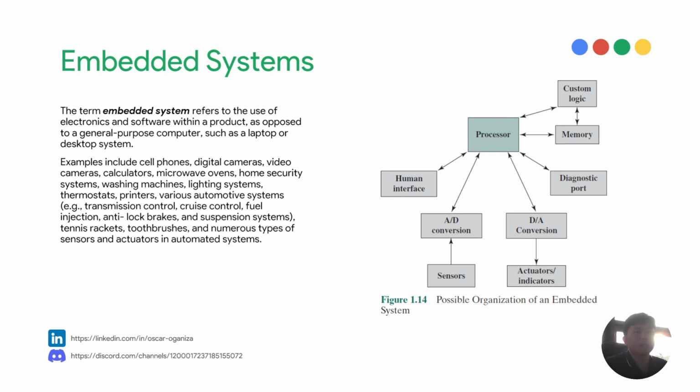So basically, the term embedded system refers to the use of electronics and software within a product as opposed to a general purpose computer such as a laptop or desktop system. Examples include cell phones, digital cameras, video cameras, calculators, and many more, and numerous types of sensors and actuators in automated systems.